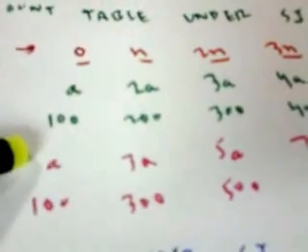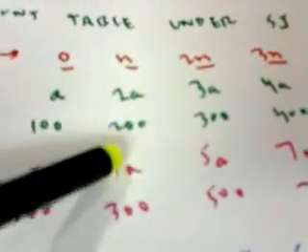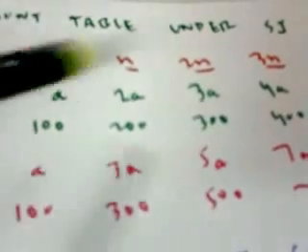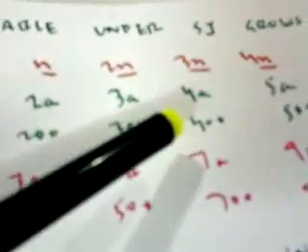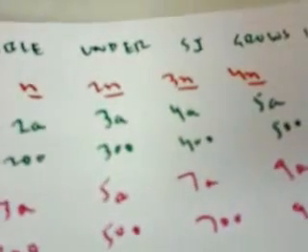So suppose I start with 100 rupees, after 5 years, 100 becomes 200. Then if I start with 100, after 10 years, 100 will become 300. After 15 years, 100 will become 400 and so on.